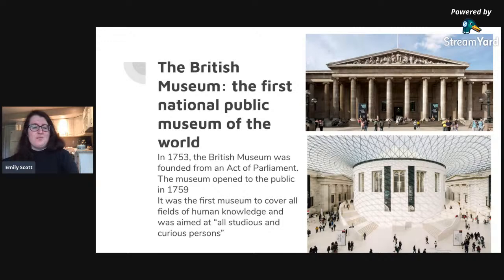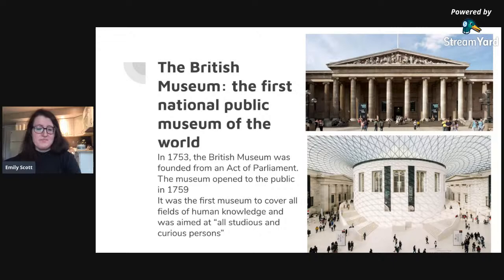So the British Museum was founded from an act of Parliament. At first, the British Museum wasn't open all the time to the public. You had to book an appointment and it was only open on certain days of the week. But then the need for a public museum became more pressing. So the British Museum was opened longer, meaning it was open all the time.